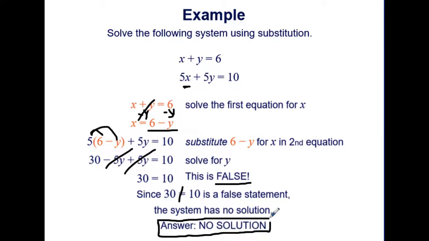So when your variables cancel out while you're trying to solve using substitution and you end up with a false statement, we can always conclude the answer will be no solution.